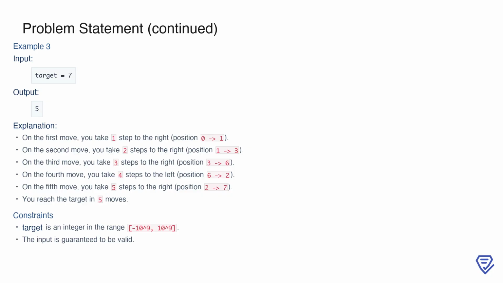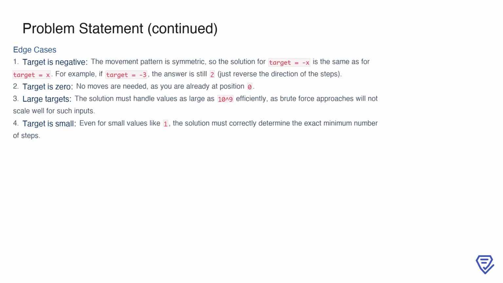It's also important to keep in mind the constraints. The target can range from -10 to the power of 9 to 10 to the power of 9, and the input will always be valid. There are a few edge cases to consider for this problem. First, if the target is negative, the movement pattern remains symmetric. This means the solution for a negative target, like -3, is the same as for its positive counterpart, 3. The steps would just reverse direction.